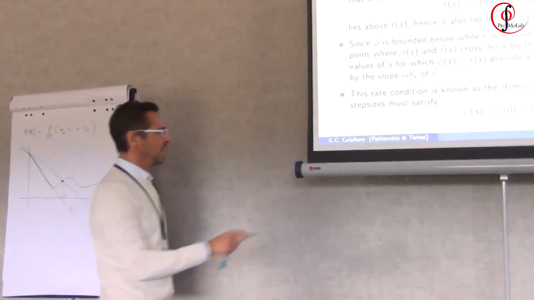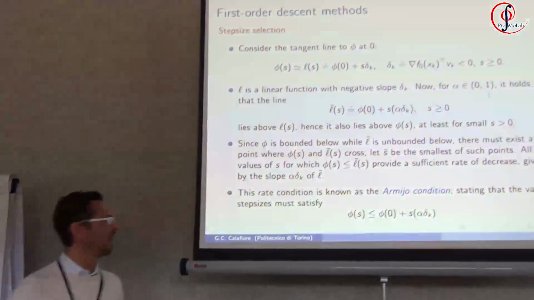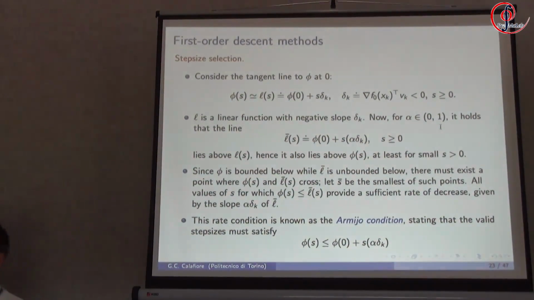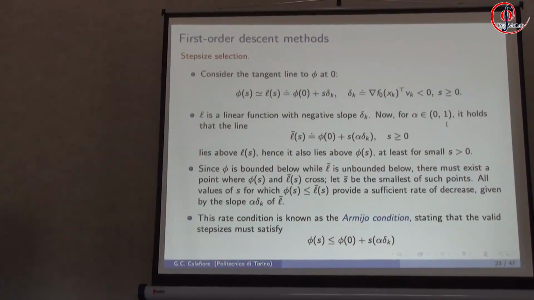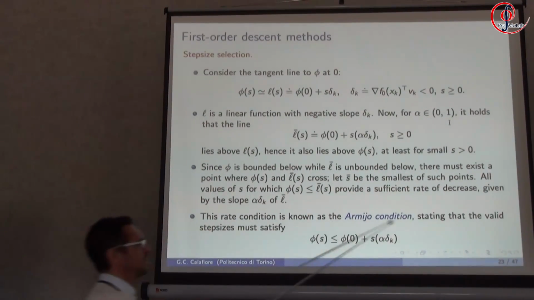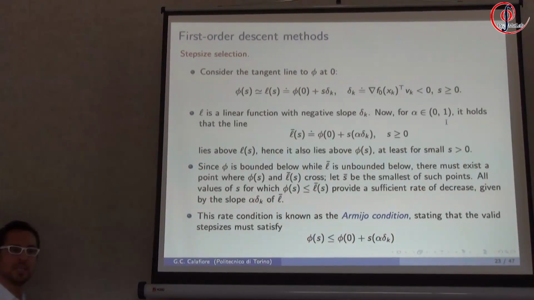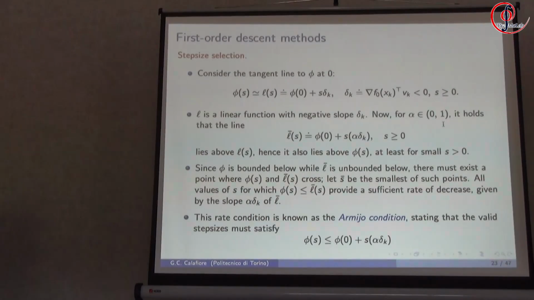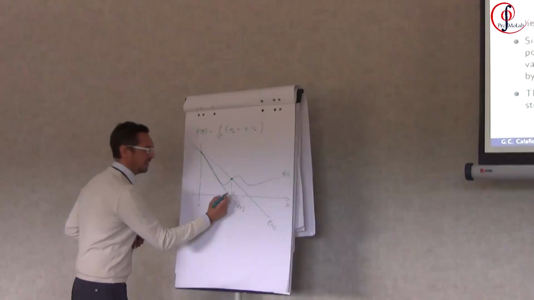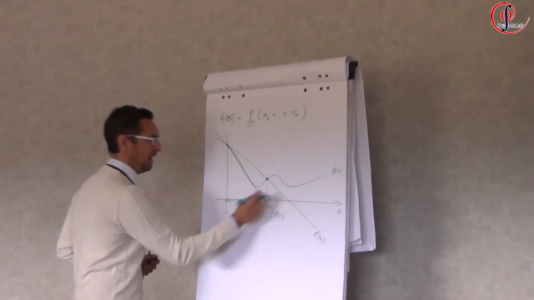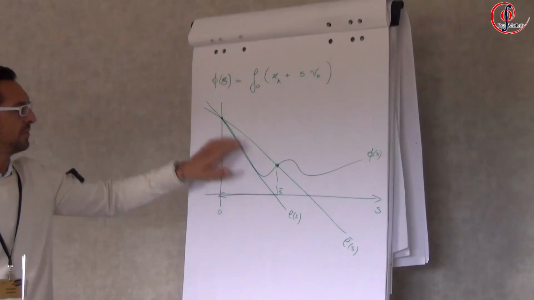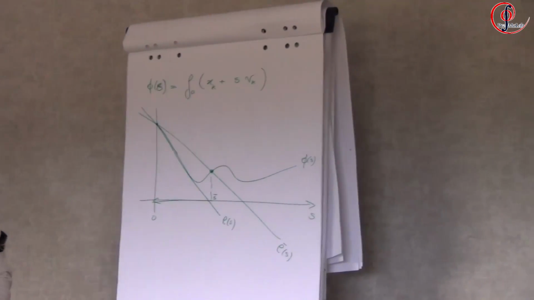This condition is known under various names. Maybe the most used one is the so-called Armijo condition. The Armijo condition states that the valid step sizes must satisfy this condition here. So the step sizes that are valid in this case are all the step sizes that are on the left of s bar, where there is a sufficient rate of decrease of my function.